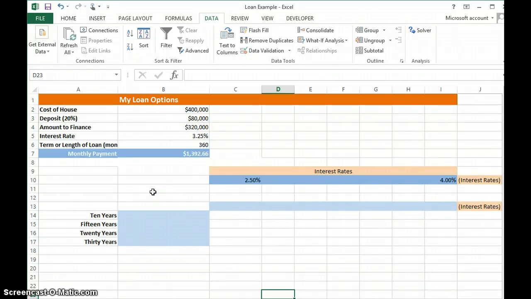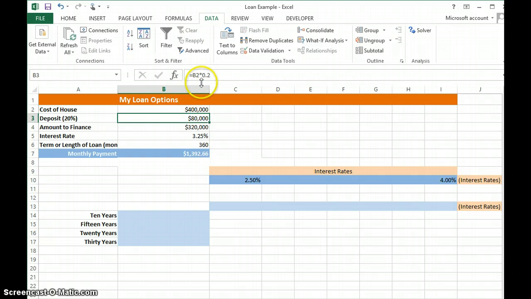Hi, this example here illustrates how to do a one variable and two variable data table based on a scenario about buying a house. So the information that we need to use is supplied to us here. The cost of the house is 400,000. Deposit is required of 80,000, which is 20%.